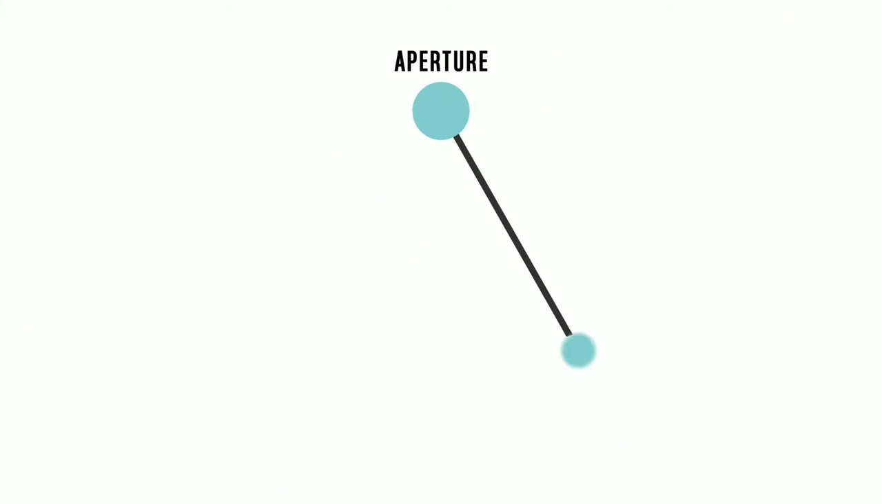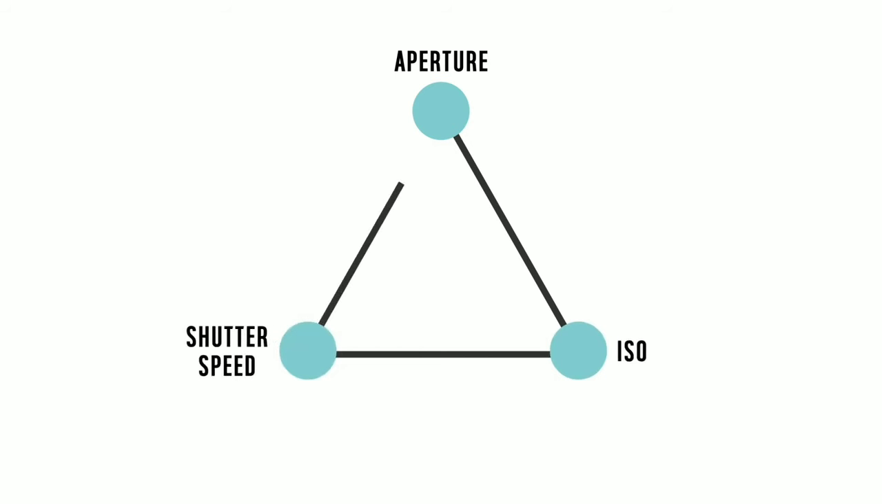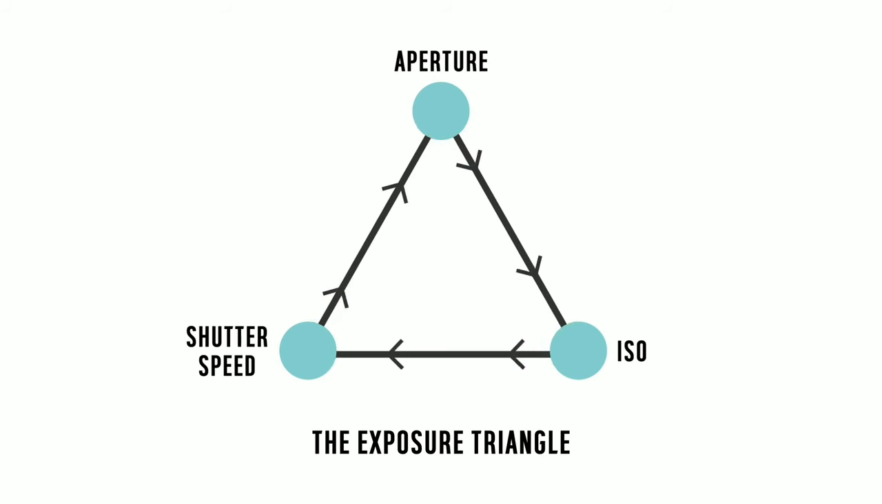There are 3 fundamental factors that are important for every photographer to understand, all of which affect the amount of light that goes into the camera and how the camera performs. These are 1, the aperture, 2, the ISO number, and 3, the shutter speed. They all work in tandem with each other and are therefore often referred to as the exposure triangle.